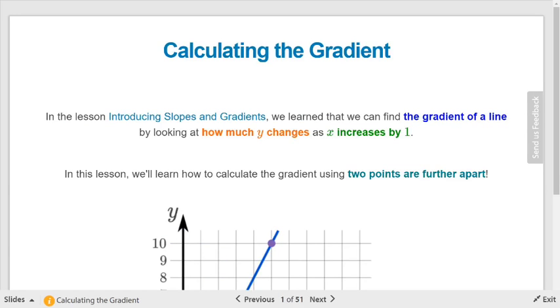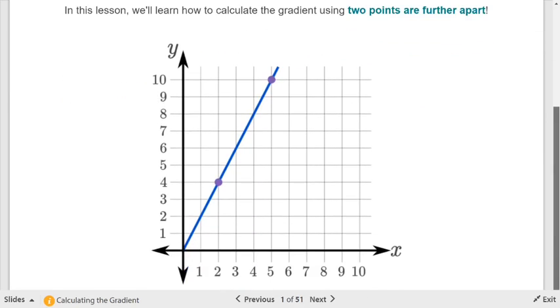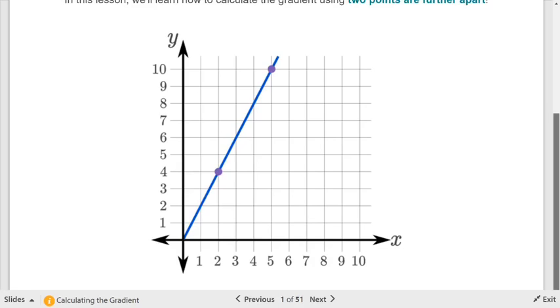So, calculating the gradient. Remember that in the lesson introducing slopes and gradients, you learned that you can find the gradient on the line by looking at how much y changes as x increases by 1. But you can also calculate it when the points are further apart. If you look at this particular graph, you can see that they've given you 2 dots just like they did before, right? But these dots are way further apart than just 1 unit, aren't they? But it still doesn't change the process.